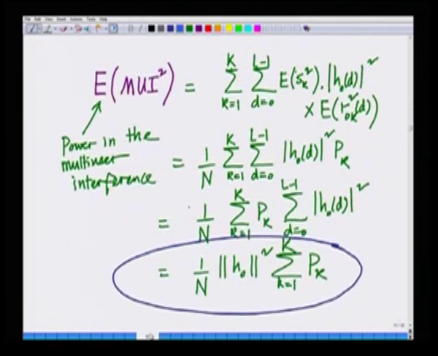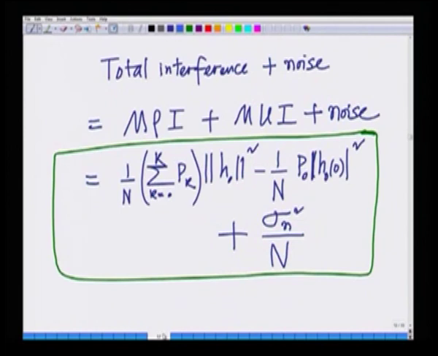Then we derived the multi-user interference. The multi-user interference we said is given by 1 over n norm H naught square summation k equals 1 to K P k. So, you can see the powers of all the other users are contributing to the multi-path multi-user interference at the user. And finally, we put the multi-path interference, the multi-user interference and the noise together to derive the total interference plus noise.